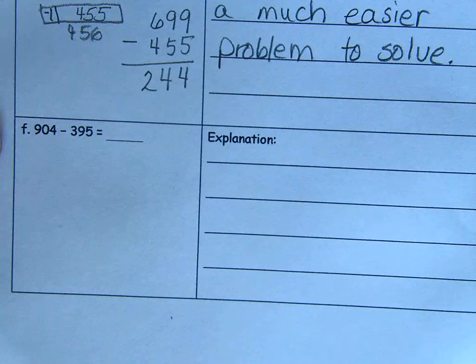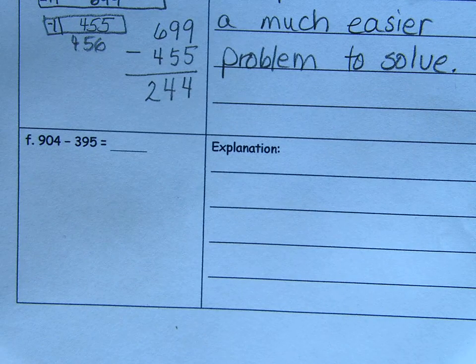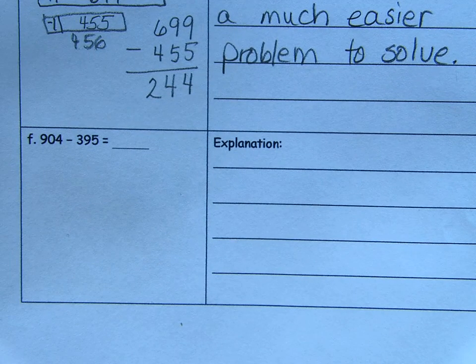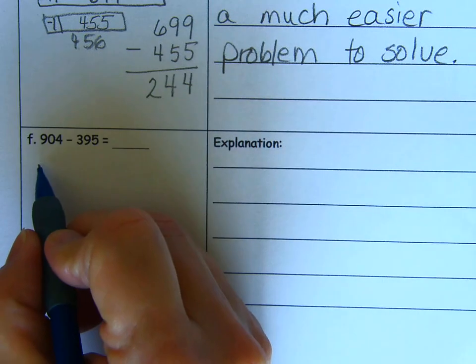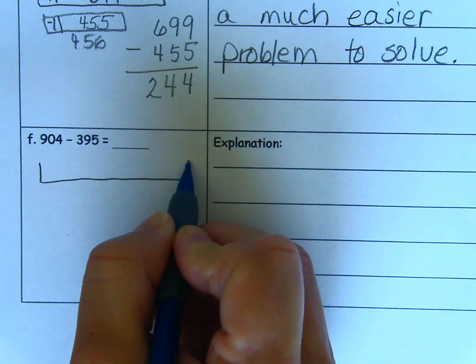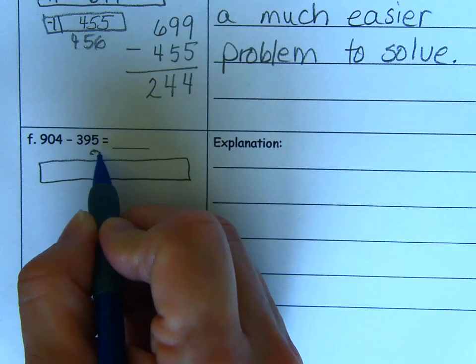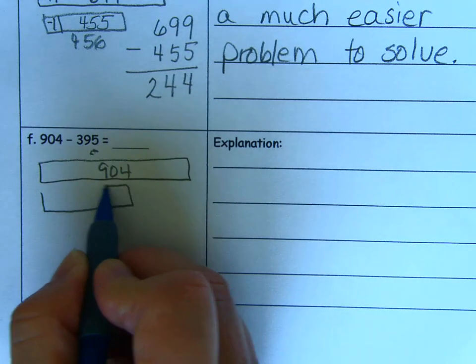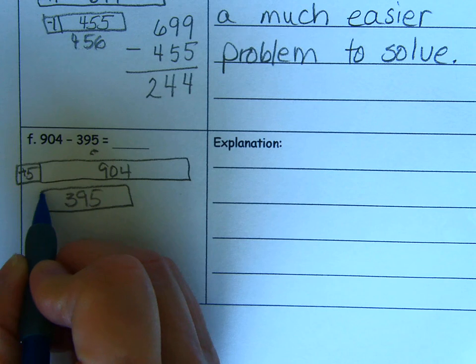904 minus 395. Take a minute, think about it. How would you solve this problem? Pause and do it your way, and then push play to see how I solved it. There are a lot of different ways to do this problem, but for me, 904 minus 395 looks to me like the easiest way is again going to be compensation.